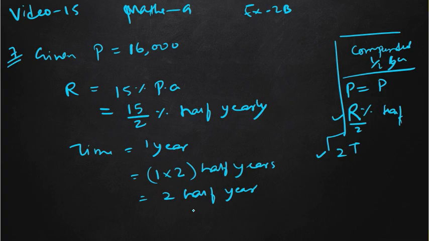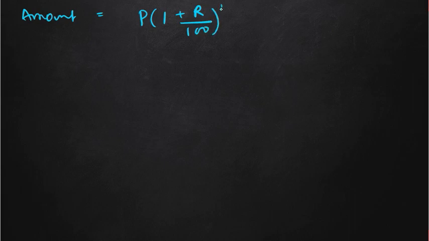So for any question which is compounded half yearly, always remember that you divide the rate by 2 and multiply the time by 2. Then we can simply put these values in the normal formula. Okay, so therefore what will be the amount? So amount, what will be the formula for amount? Amount is p into 1 plus r by 100 power n.